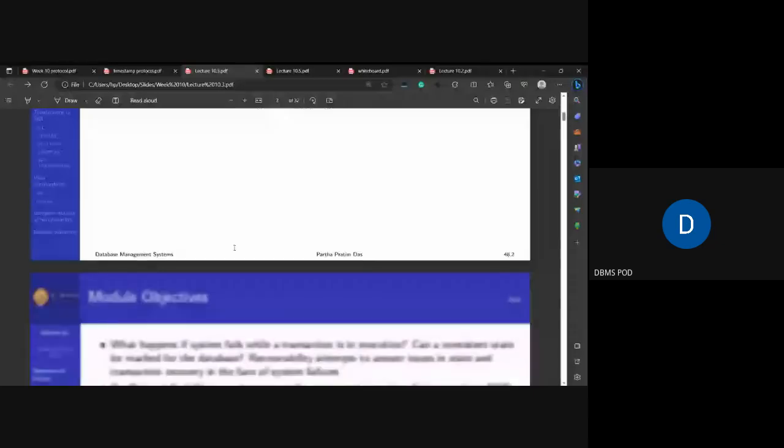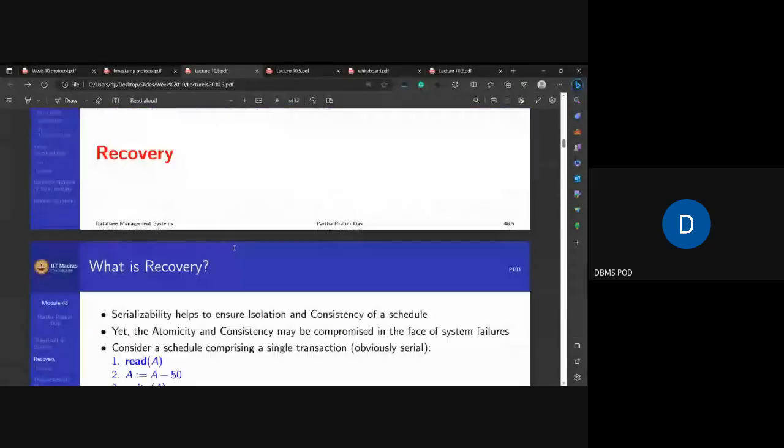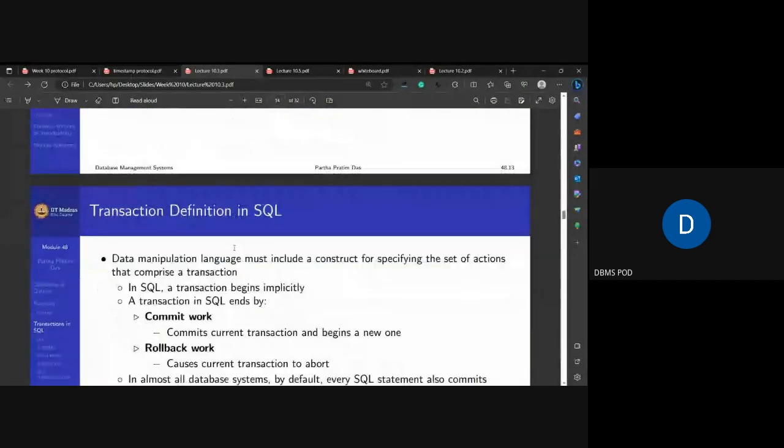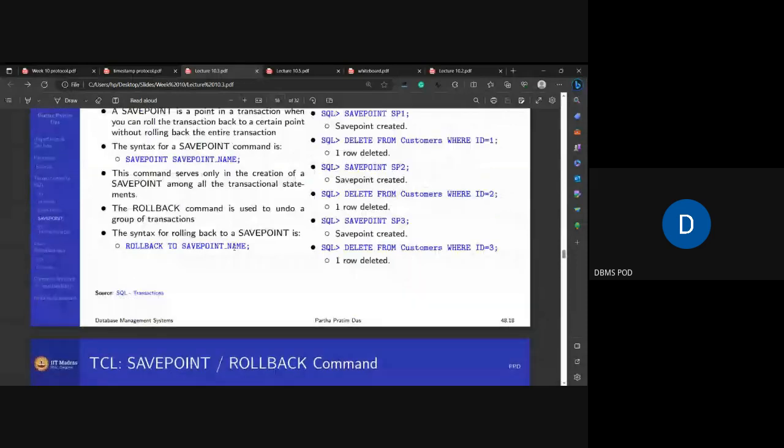So today we'll start with view serializability. After that we'll see locking protocols, deadlock handling, and the timestamp protocol. Right? Okay, so let me share my screen. My screen is visible, right? Yes, sir. Okay, so let me start with view serializability.